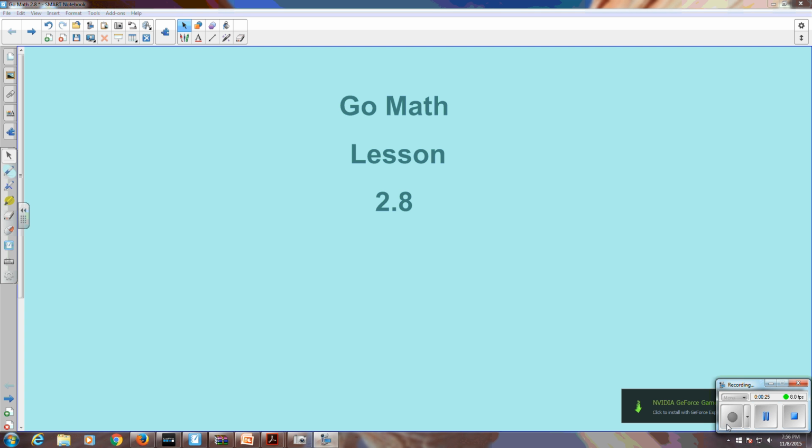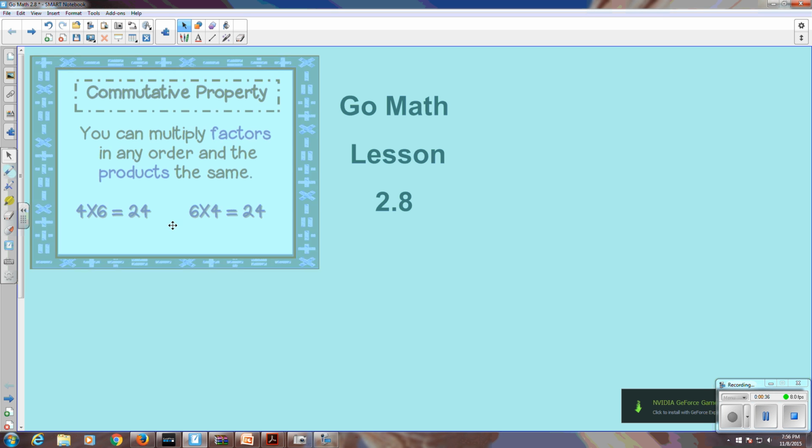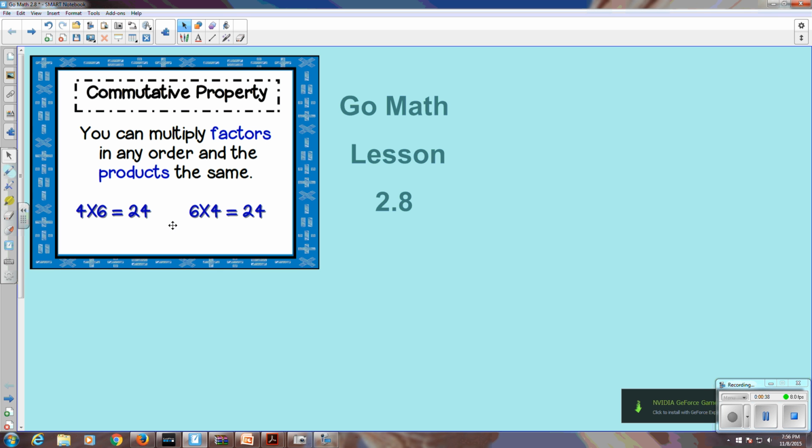That's what we're going to practice today. And the properties are different strategies that help us use multiplication and make problems easier for us. So let's quickly review them. The first property we have is the commutative property, and this property tells us that we can multiply factors in any order and the products remain the same. So if we had 4 groups of 6, that would equal 24, and 6 groups of 4 also equals 24. Same factors, 4 and 6, and it doesn't matter which order they are in.